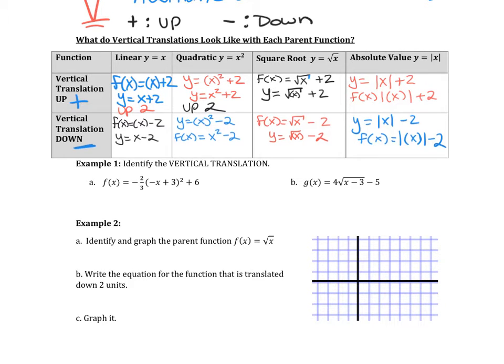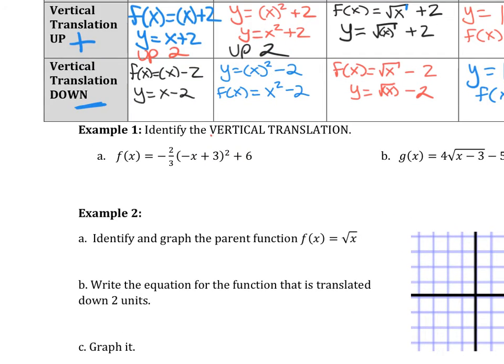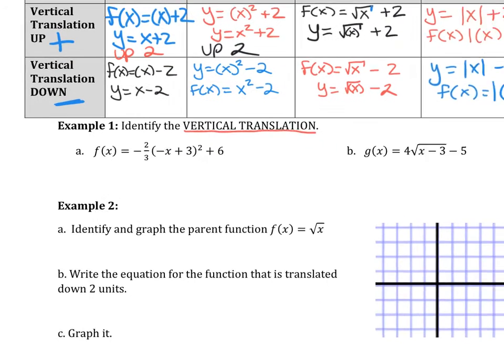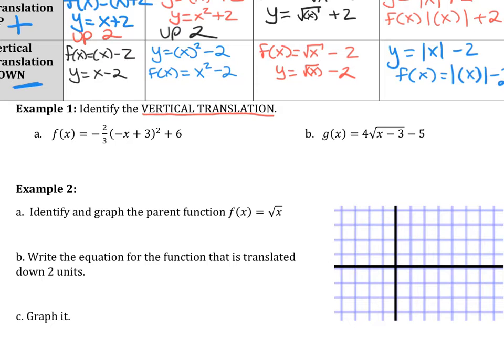So example 1, we're just going to practice just identifying the vertical translation, so what we just talked about. So again, vertical translations is when we are adding or subtracting outside of the parentheses, or outside of the square root, or outside of the squared.